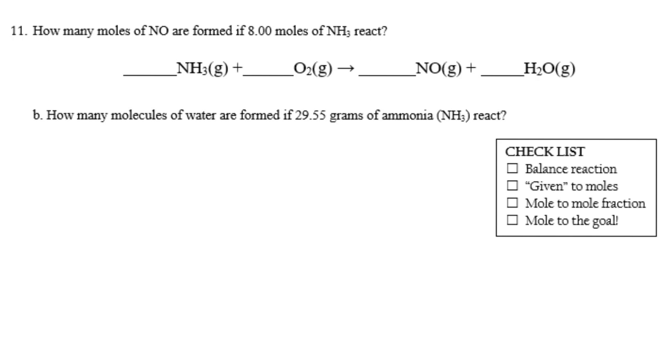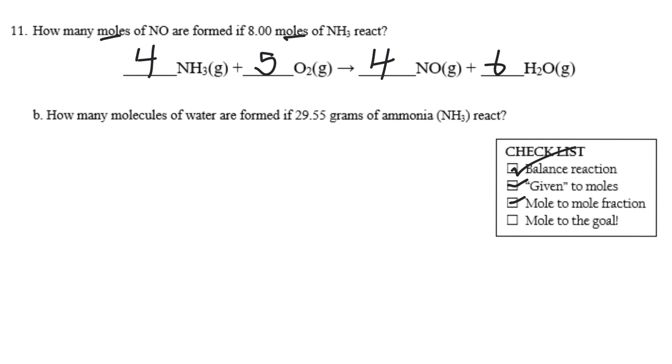Question 11, we now want to know how many moles of NO are formed if 8 moles of NH3 react. And I have lines here indicating that it's very clear I need to balance the reaction. And so when I balance, I get a coefficient of 4 for NH3, a coefficient of 5 for the oxygen, a 4 for the NO, and a 6 for the H2O. And now for this first question, mole is mentioned twice, so it's one conversion. My given is already in moles. All I have to do is mole to mole fraction because mole is the goal.